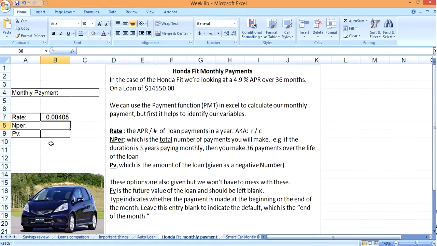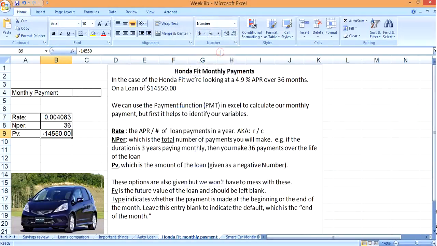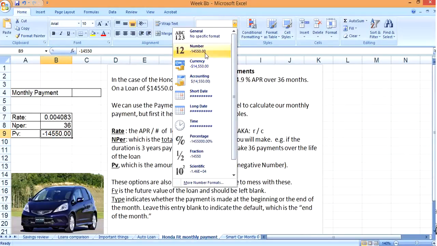Now, the number of payments we're going to make for the Honda Fit, this is a 3-year loan. So that means in total, we're going to make 36 payments. And then the value of the loan is going to be negative $14,550. Now, if you see these parentheses here, this is just an accounting format. So if you wanted to see your negative number, you could always change this to number up here.